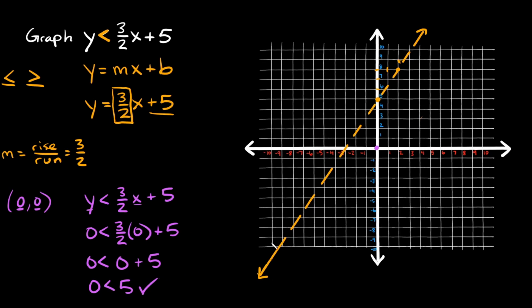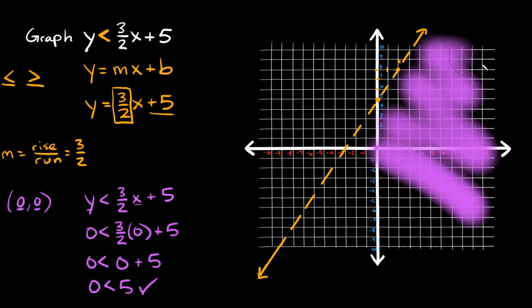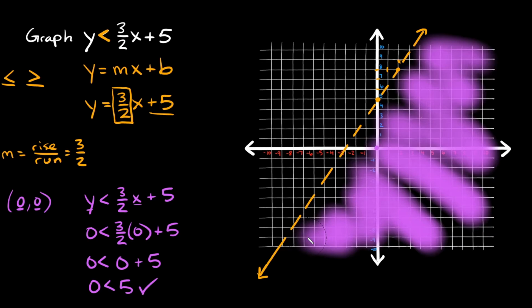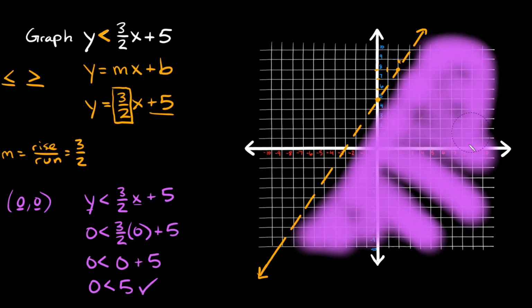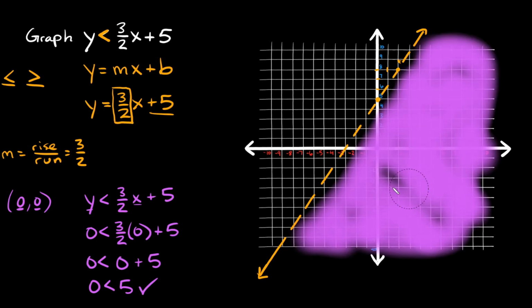Okay, so that means since this point right here, (0, 0), gave us a true statement, we're going to start at our boundary line and shade towards (0, 0). Okay, so we're going to shade in this direction, because this is the side that has (0, 0) in it, right? So that also means if we tested any of these points, all of these would give us a true statement. They would all give us a correct answer.